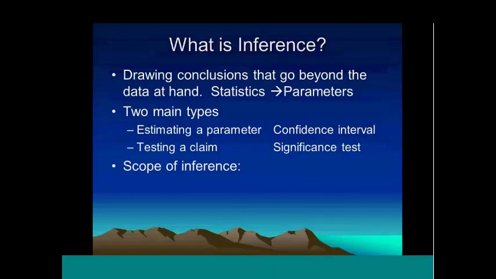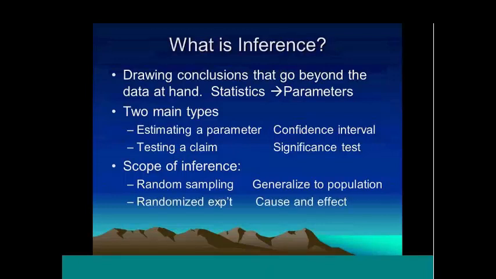And the last thing I wanted to set up, when we're thinking about inference, whether we're doing a confidence interval or a significance test, the scope of inference is determined by the way in which the data are produced. When we use random sampling to produce data, that allows us to generalize our results from a sample to a population. When we do a randomized experiment and we randomly assign experimental units to treatments, that's because we want to draw cause and effect conclusions. It's fairly unusual in a randomized experiment to randomly sample the experimental units that we're going to impose the treatments on.